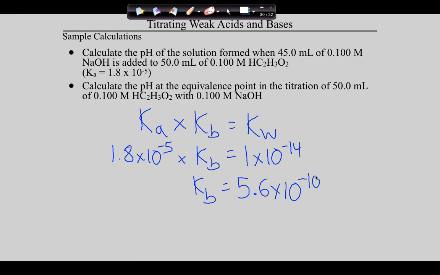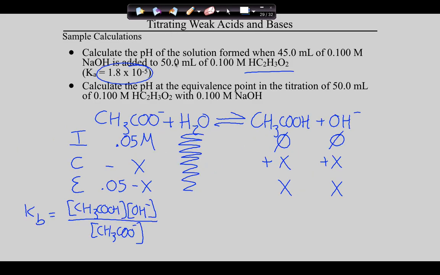Absolutely. What you couldn't do is skip this altogether. You have to write something about the general form. If you want to solve it ahead of time and go Kb is Kw divided by Ka, they'd love you for that, but you don't have to. But there's got to be something that is the general form of the equation.